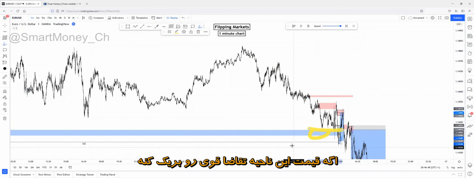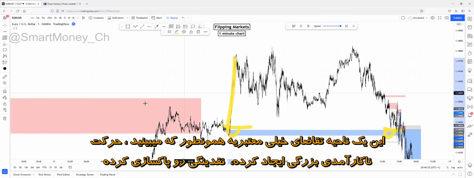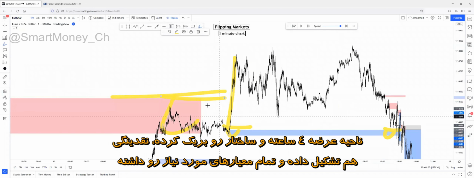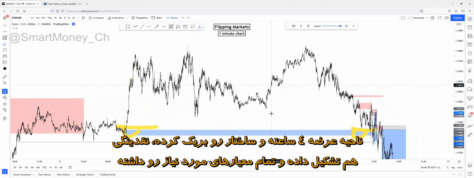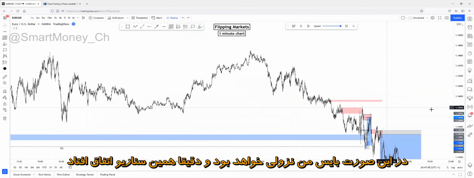If price breaks below this demand zone, this huge demand zone, this is a pretty valuable demand zone, as you can see, created huge inefficiency, swept liquidity, broke 4-hour supply zone, broke structure, created liquidity, every single criteria is fit. So as I said, if price breaks below this demand zone with a 15-minute body closure, and not just a liquidity sweep, then my bias will be bearish.